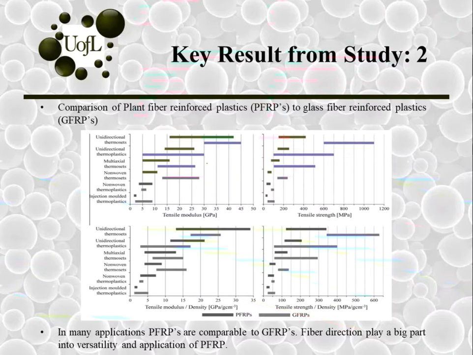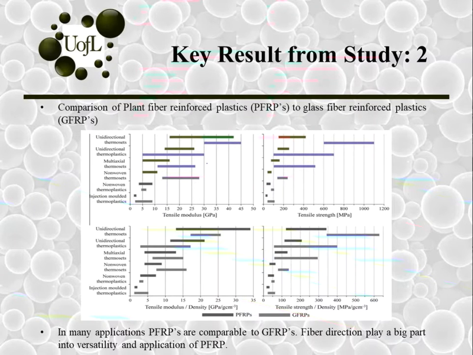Another key result from the study was the consideration of plant fiber reinforced plastics as an alternative to glass fiber reinforced plastics. In many applications, plant fibers are comparable to glass fibers, and the fiber direction plays a huge part in the versatility and the applications. And I included a little chart that is comparing the plant fibers in green to the glass fibers that are in blue.